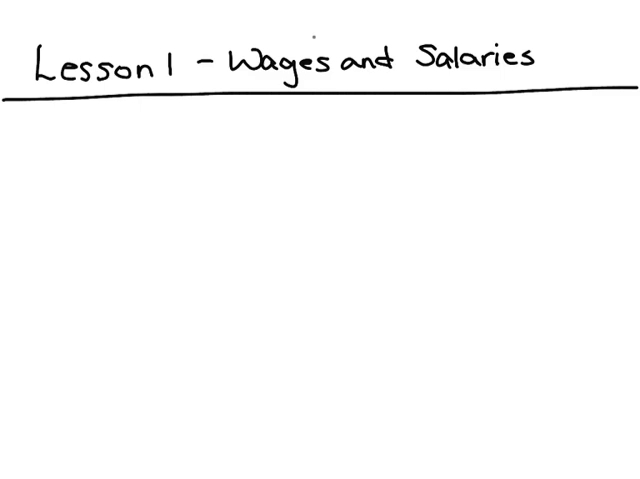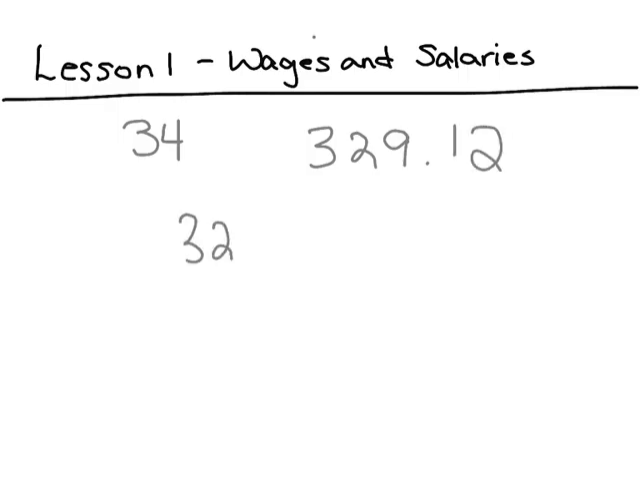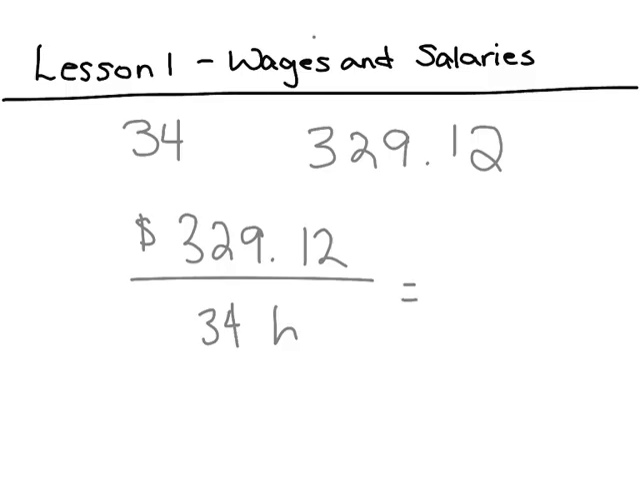Last week, Chi worked 34 hours cutting lawns, and his gross income was $329.12. We want to find the hourly wage, so we take $329.12 and divide it by 34 hours, and we get $9.68 per hour. And please make sure that when you're dealing with money, you round your cents properly, because a cent matters.